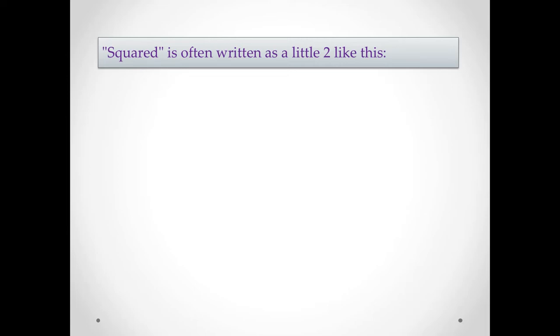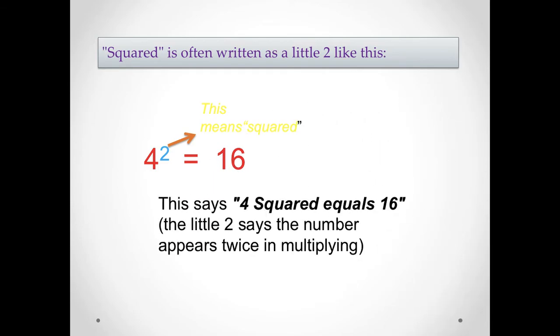Squared is often written as a little 2 like this. So it says that the square of 4 is 16. Means 4 we are multiplying by itself to get 16. This small 2 is called squared. This says that 4 squared equals 16. The little 2 says the number appears twice in multiplying.